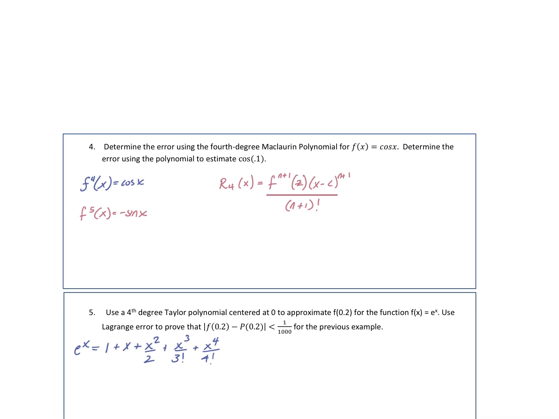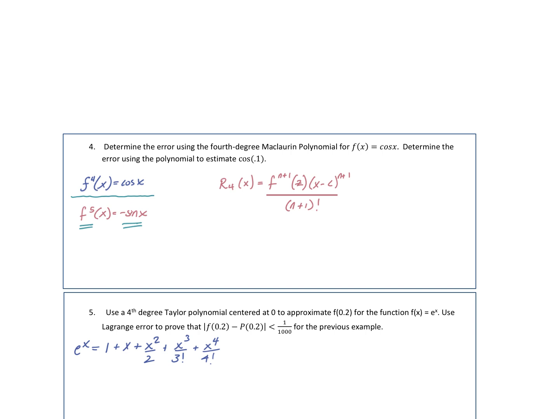All right, for number 4, determine the error, 4th degree. So we already did cosine, so I'm not going to expand out cosine again. This is just asking about the error. So what I did was I just went back to the first question. We did cosine. So I went to the 4th derivative of cosine, which was cosine. But because I want error, I'm going to do one more. So remember, you're always going to go one further than what it's asking. So I went to the next one, and I got negative sine of x.